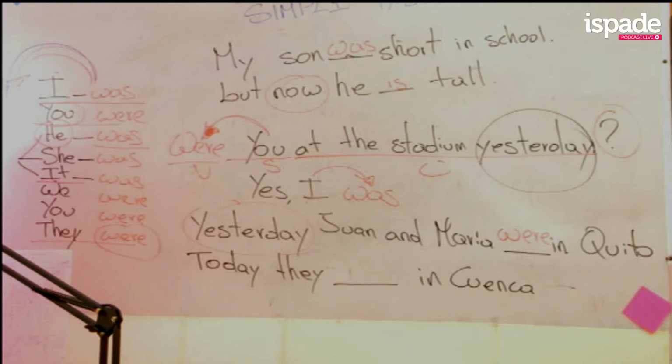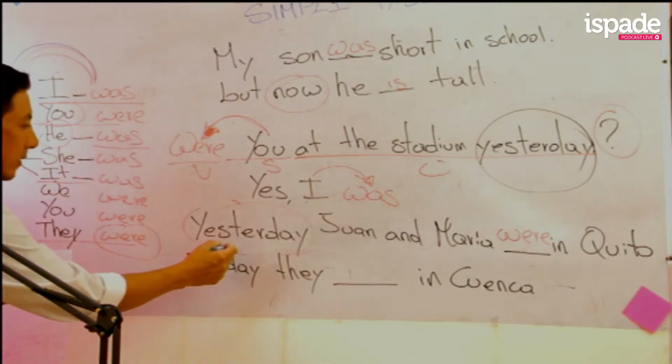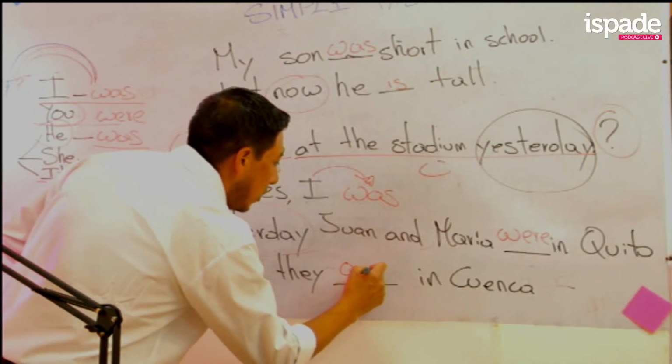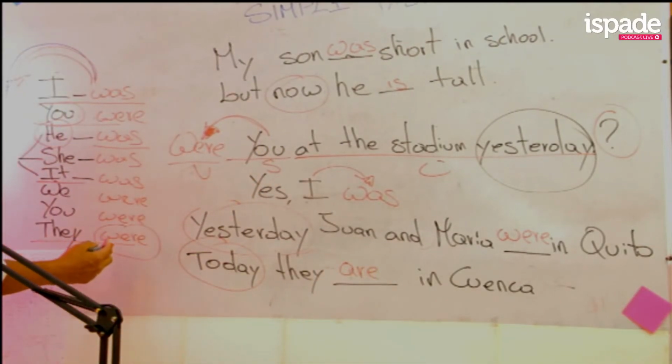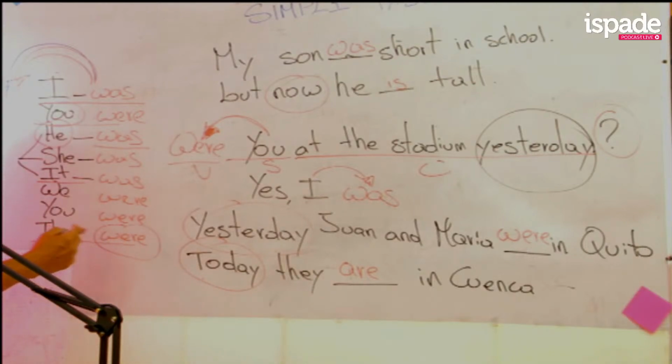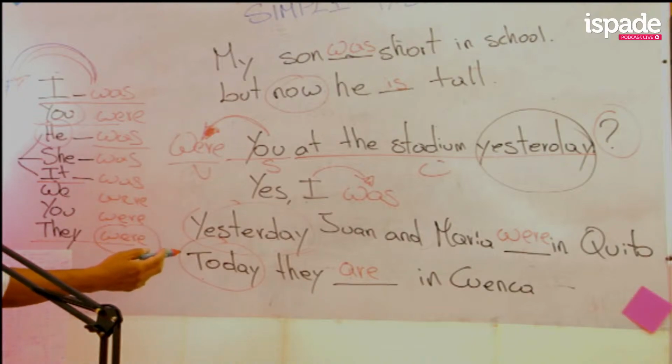Yesterday, ayer, past tense. Today. You see, a combination. Present plus past tense combination. But today, they. Who is they? Juan and Maria. They are. Why are and not were? Because we are talking about today, present tense. Remember, here we got they are. I am, you are, he is, she is, it is, we are, you are, they are. Present tense. They are in Cuenca.